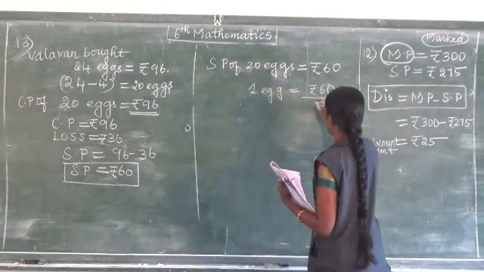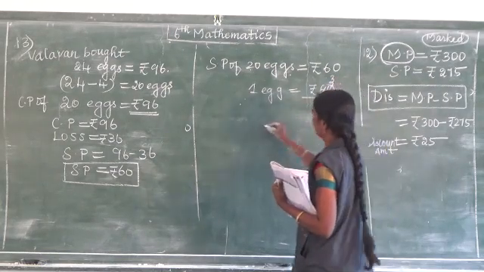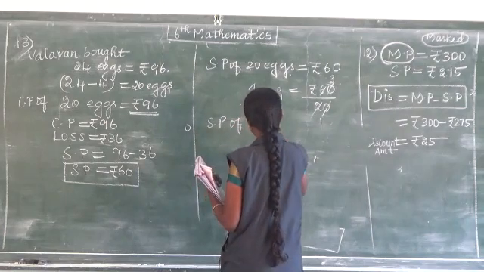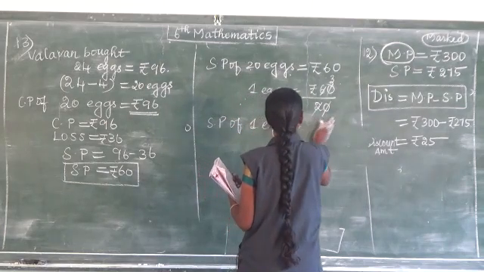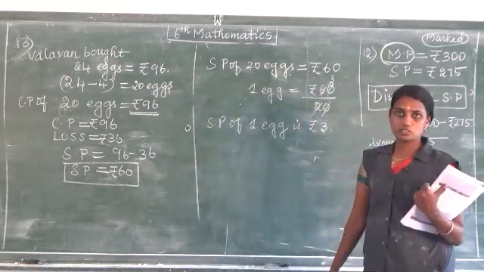This will come as division. 0, 0 cancel. 2 table 3. So the selling price of 1 egg is 3. Okay, the selling price of 1 egg is rupees 3.